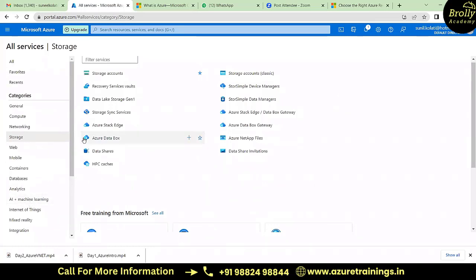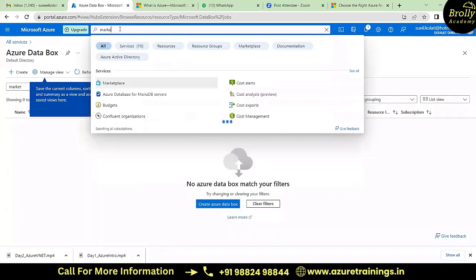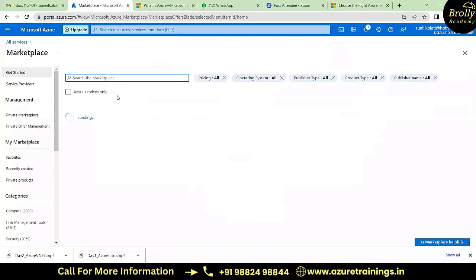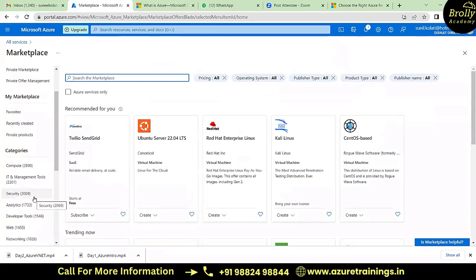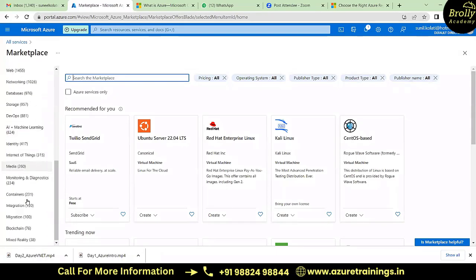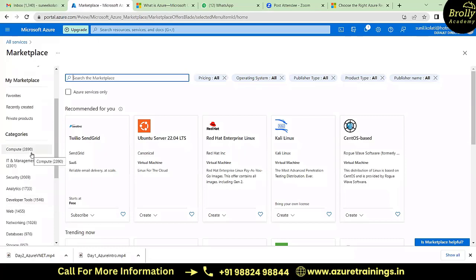If you are unable to find any service, then you can go to marketplace. It's like a play store. In marketplace, you can find all the services here. See, in marketplace, it is showing for compute nearly 2890, security 2000, analytics 1000. I think here they have mentioned nearly 6 to 7,000 services we have.